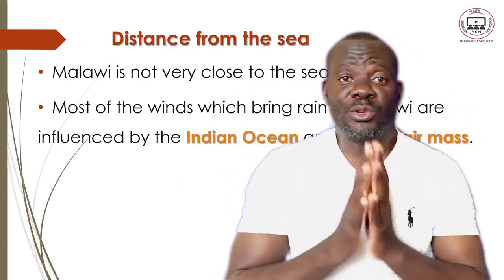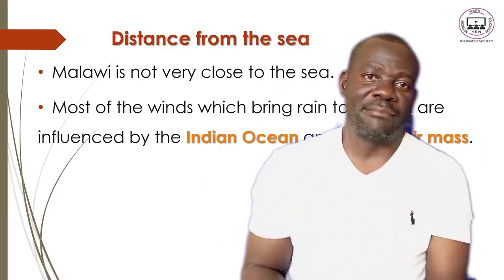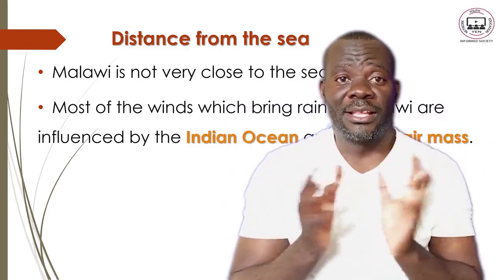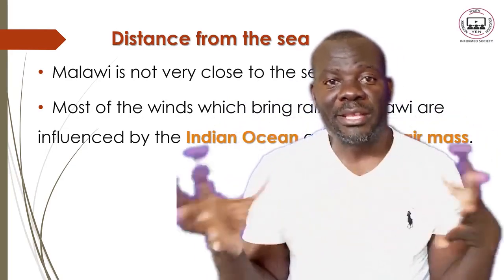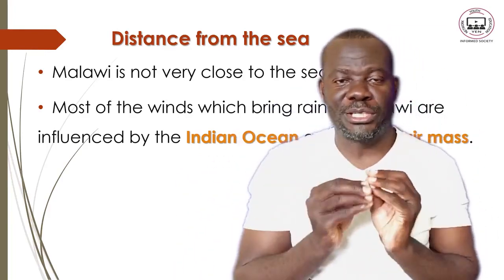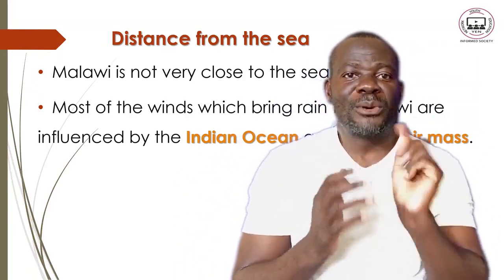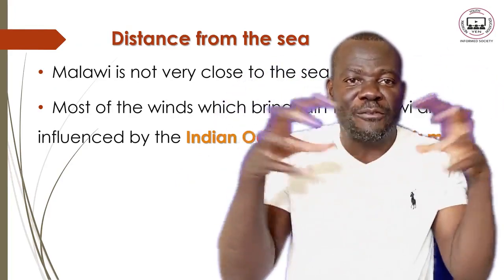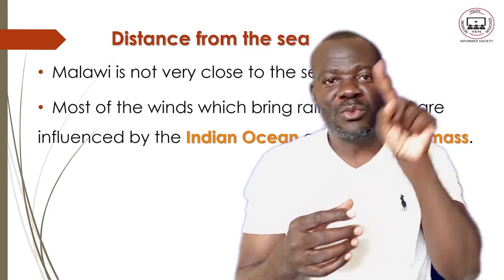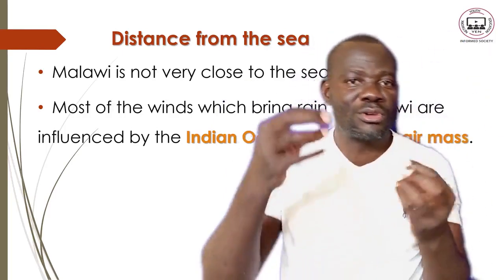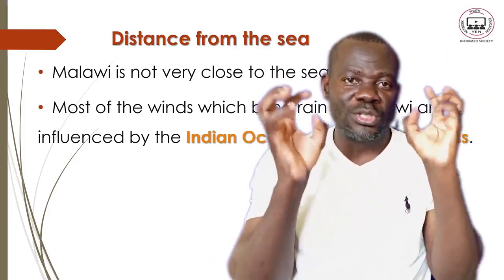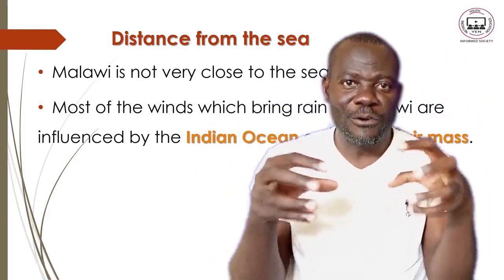That's why when you watch the news, after the news, there is the weather update. They will tell you about the Congo air mass, they will tell you about the Indian Ocean. They mention those things because they are the ones that influence our rainfall here in Malawi. So usually they will tell you about the movement of the winds in the Indian Ocean and also how the winds are moving in the Congo air mass. They will mention these two usually because they are the ones that bring rainfall in Malawi.